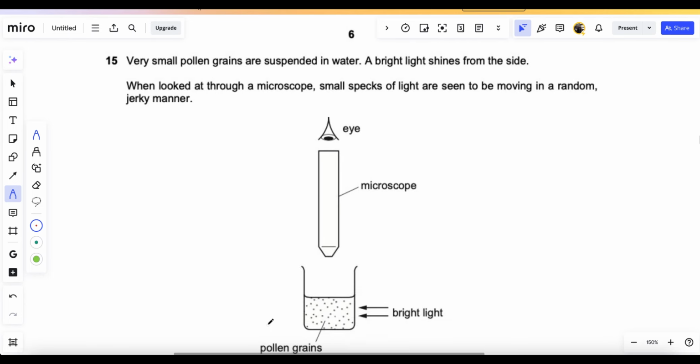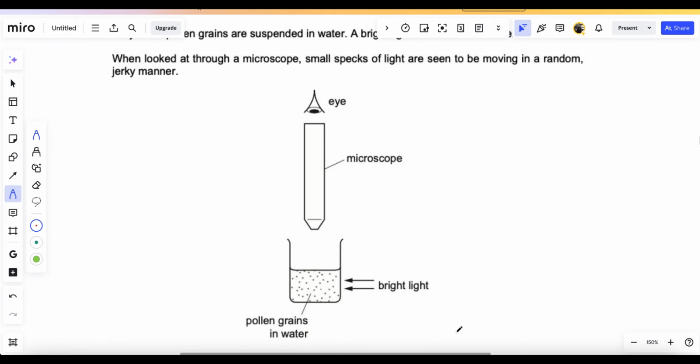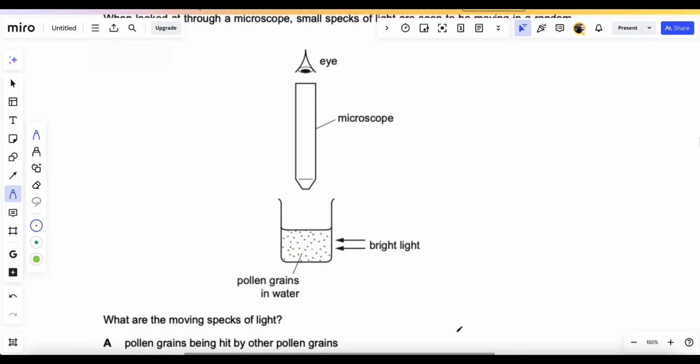This is Brownian motion. You remember Brownian motion? Very small pollen grains are suspended in water. A bright light shines from the side. See the bright line? It's shining on the pollen grains suspended in water. When looked at through the microscope, small specks of light are seen moving randomly, zigzag, colliding with themselves and with the walls of the container in a jerky manner.